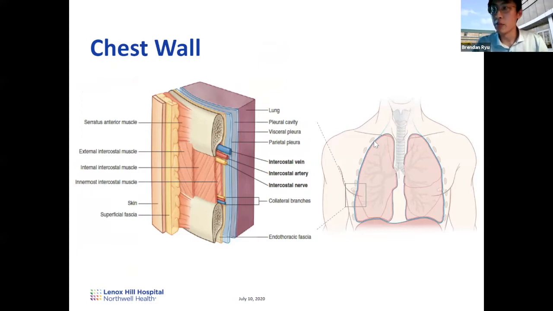And I'm sure people are asking, what about the collateral branches? Are they not important? For our sake, it's not. So if we had to choose, we would rather damage the collateral branches when we place the needle and not the intercostal vein, artery, and nerves.